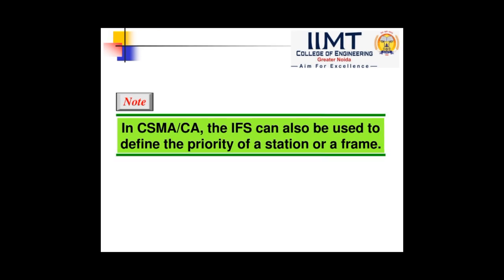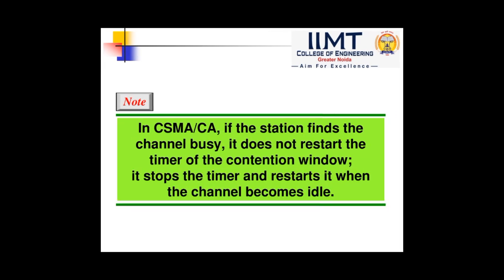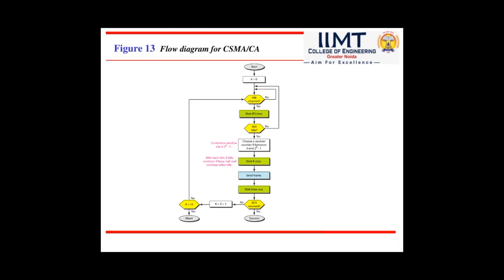So in CSMA/CA, the IFS can also be used to define the priority of a station or a frame. Those stations whose priority is high have less IFS time. Those stations whose priority is low have more IFS time. If the station finds that the channel is busy, it does not start the timer of the contention window. It stops the timer and restarts when the channel becomes idle. So it is explained through this diagram.